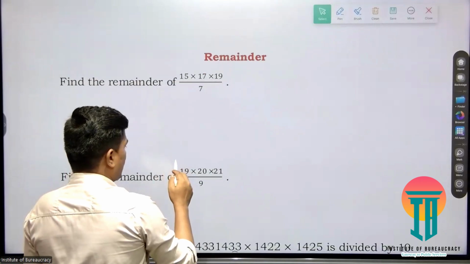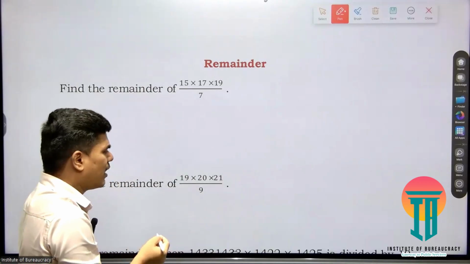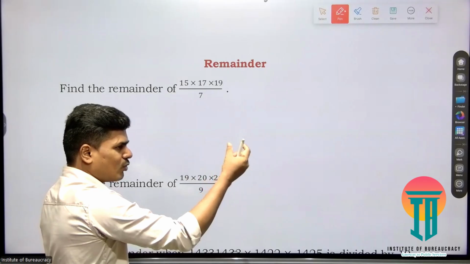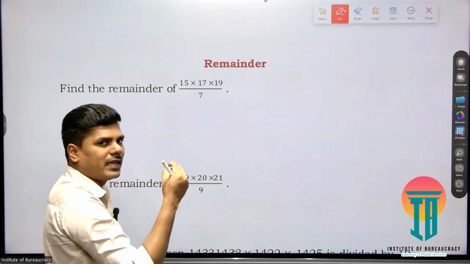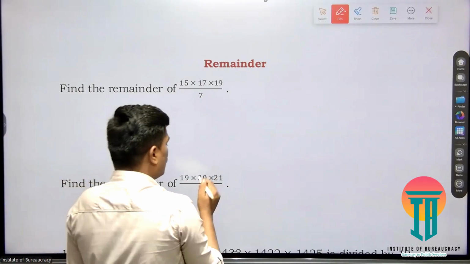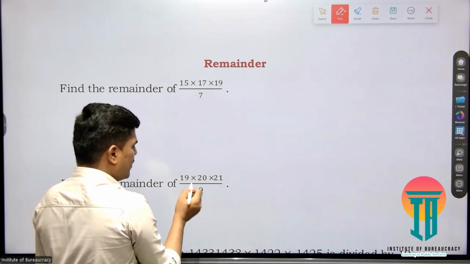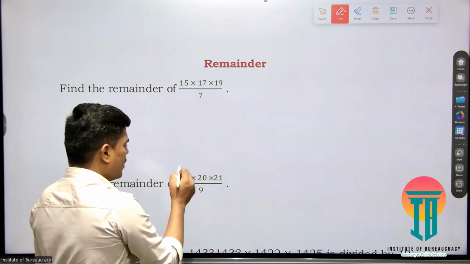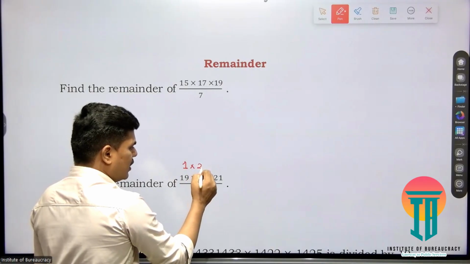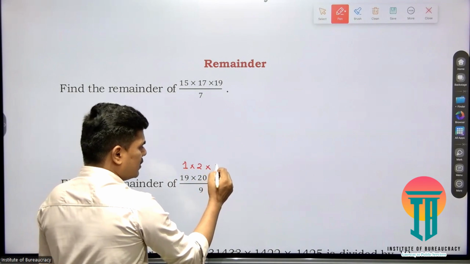So find the remainder of this number. They have given some expression. Again, the same logic. They have multiplied 3 numbers and then divided by 9, it will take time. So if you want to do it easily, individually divide each number by 9. So if I divide 19 by 9, the remainder is going to be 1. 20 by 9, the remainder is going to be 2.